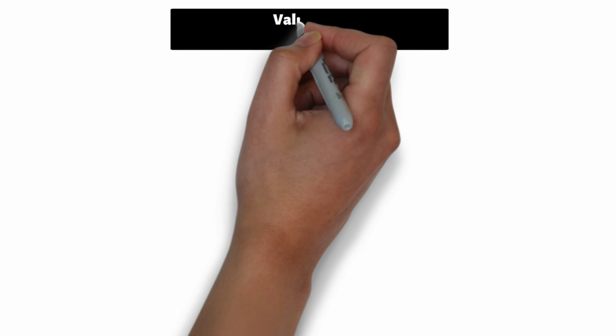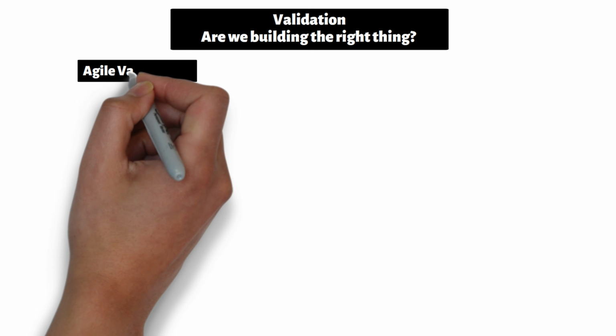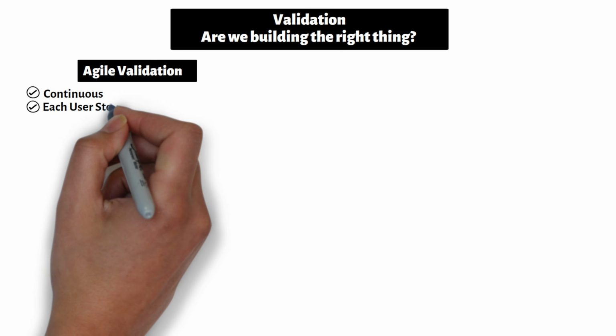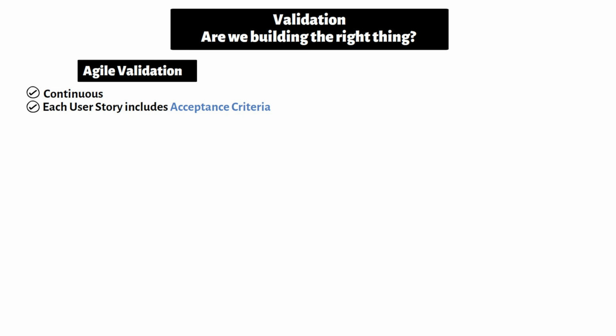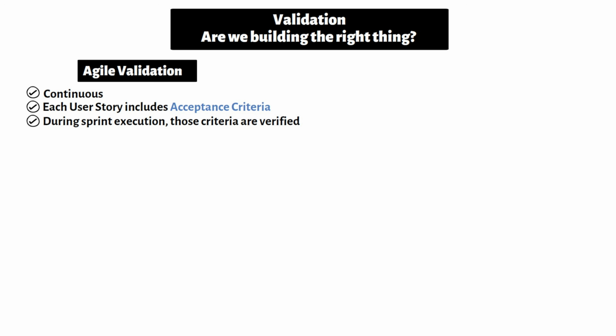Validation answers another critical question. Are we building the right thing? In Agile, validation occurs continuously. Each user story includes acceptance criteria. During sprint execution, those criteria are verified.